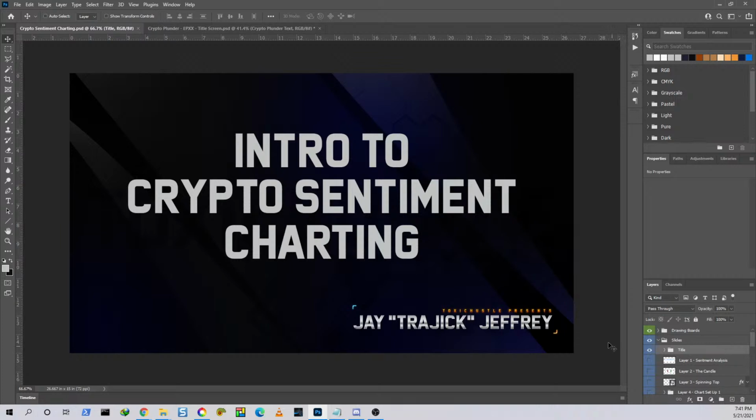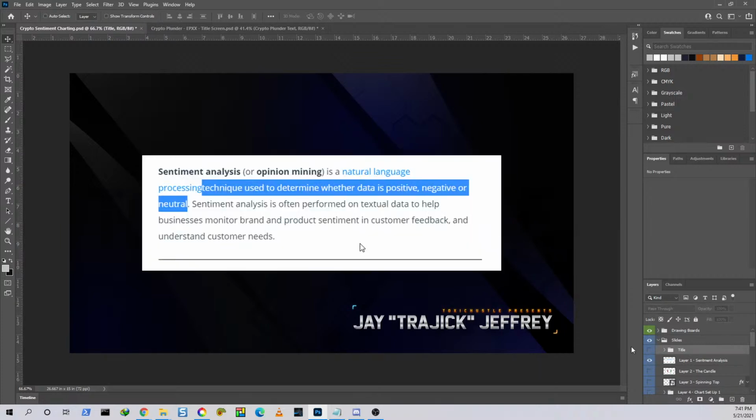All right, so intro to sentiment charting. So what are we doing, right? Sentiment charting. What is sentiment analysis? In machine learning, sentiment analysis is a technique used to determine whether data is positive, negative, or neutral. Notice why I highlighted this. What are we looking for when we're dealing with a stock, a trade, a product that has a stock or a trade or a ticker, right?